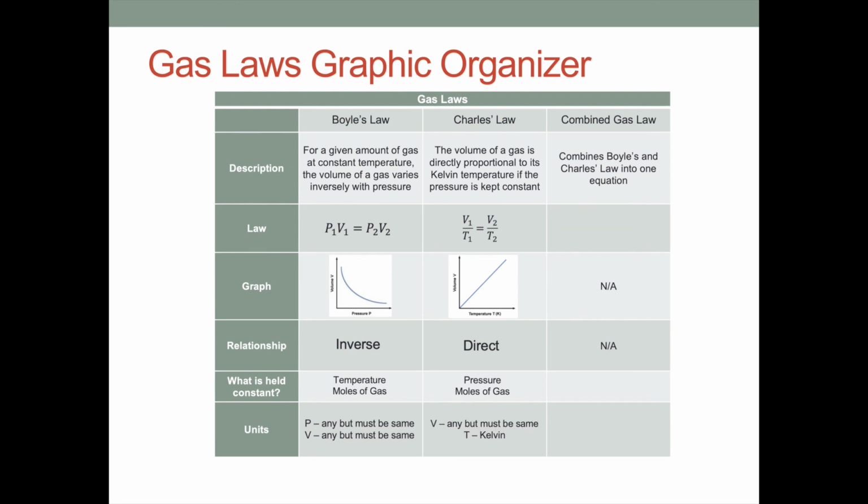Now the units for volume can be any as long as they're the same in each set, but the temperature must be in Kelvin. The combined gas law is P1V1 over T1 equals P2V2 over T2. There's no graph or relationship for this because there are just too many variables to consider. So the only thing held constant here is the moles of gas. The units for pressure and volume can be any as long as they're the same, but the temperature must be in Kelvin.